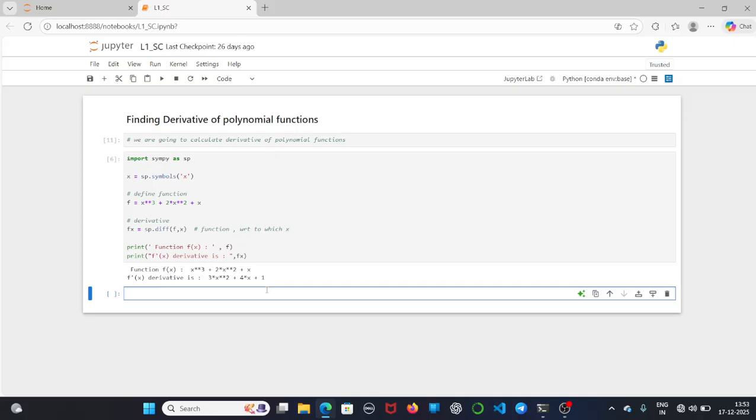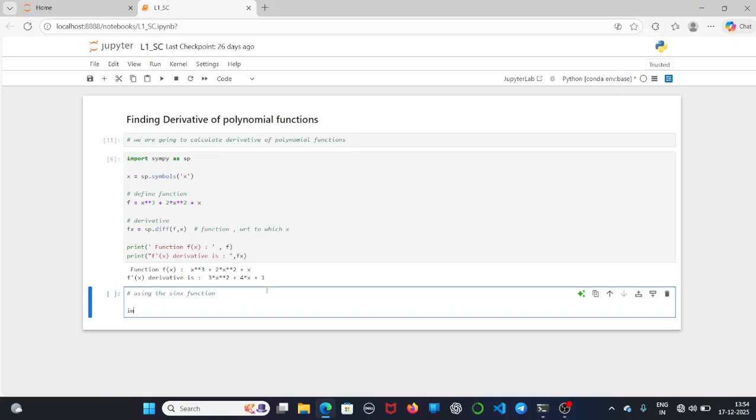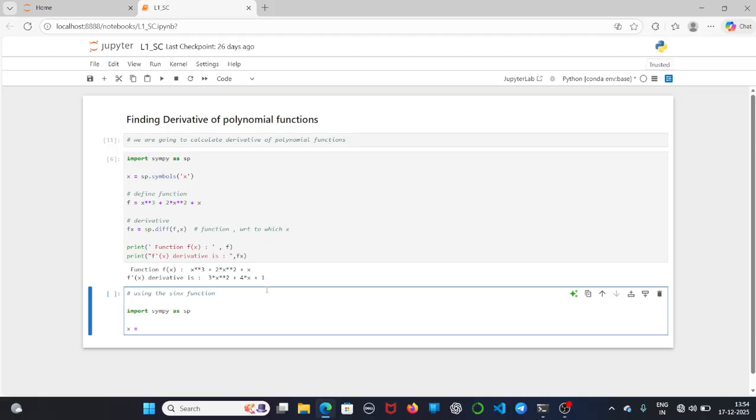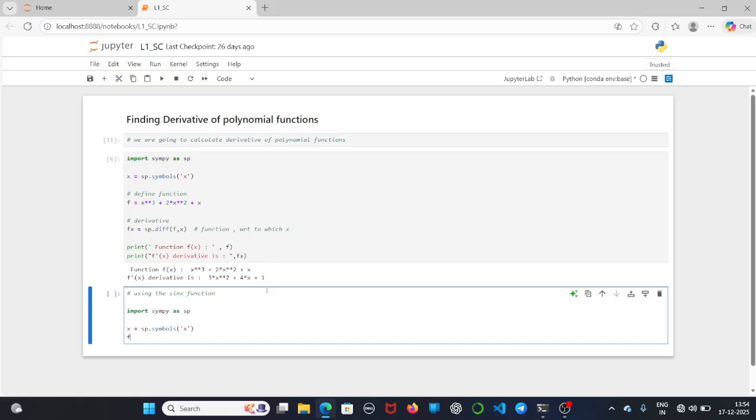First, what we are going to see is using the sin x function in SymPy, right? This is the program we are going to use. First, we are going to import SymPy as sp. Now I need symbols of x. X is now a mathematical variable. I can use it anywhere in the function, right? I'm going to write a function f equals sp.sin of x. This is the sin function, right?